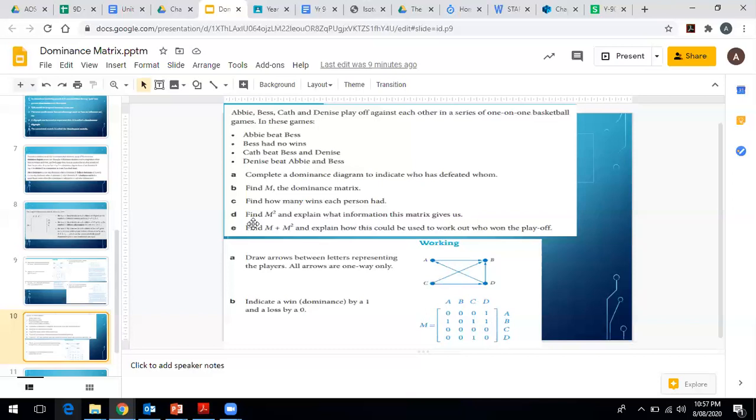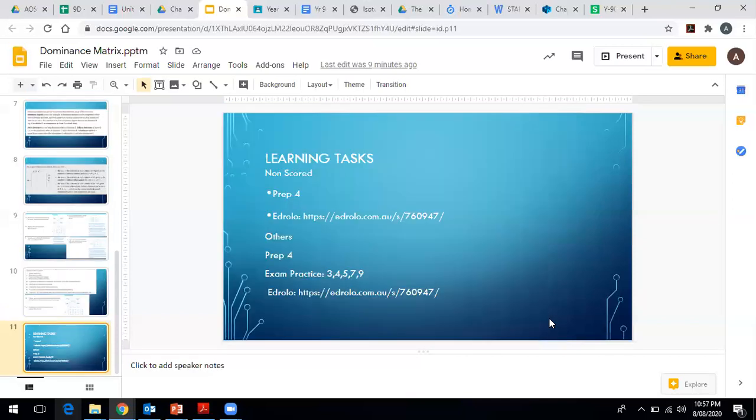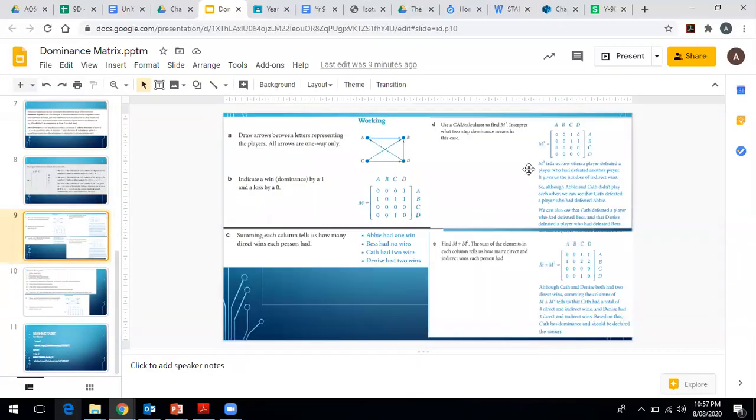Then you need to find M squared. You just put that in your CAS calculator, raise it to the power 2, and you'll get the answer. If you remember from the previous slide, M squared gives you the two-step thing, like the indirect dominance. When you do M squared, you will see for C to A you got 1 here, whereas in the original M you had 0. So it means C will have the indirect win over A. That's why we do M squared, to see the indirect wins. M squared tells us how often a player defeated a player who had defeated another player. It gives us the number of indirect wins.